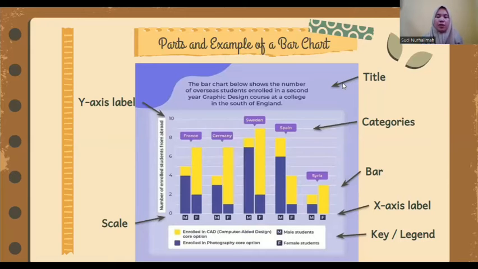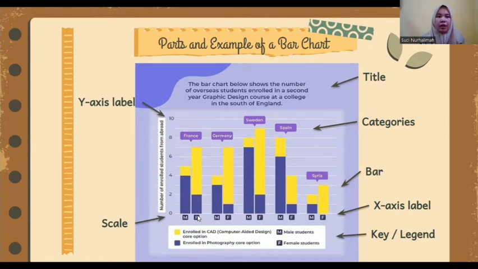Parts and example of a bar chart. In general, a bar chart has some parts. First is the title. The title explains what the chart is about. In here, the title is: the bar chart below shows the number of overseas students enrolled in a second year graphic design course at a college in the south of England. Two is the labels. A bar chart has two labels, the x-axis label and the y-axis label. In the y-axis label we have a number, and in the x-axis label we have data, which can be anything.